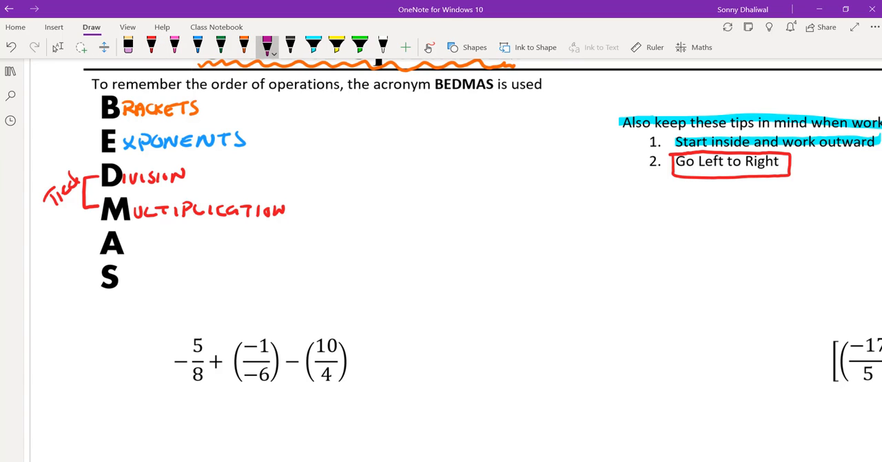What do the last two stand for? Yeah, addition and subtraction. And once again, these are also tied steps. So if you have two of these right next to each other, you read it from left to right. That's it. Okay.